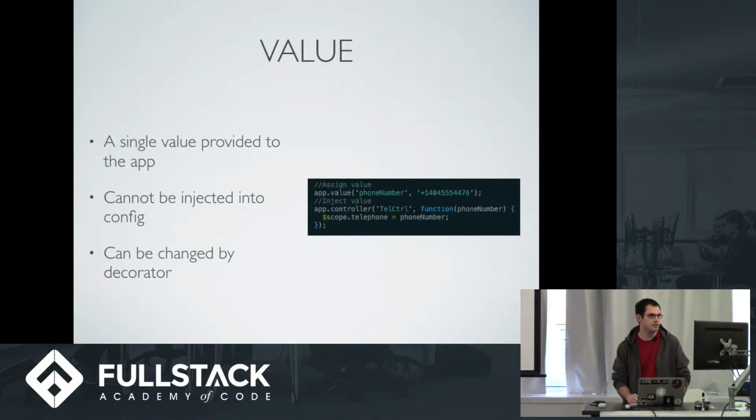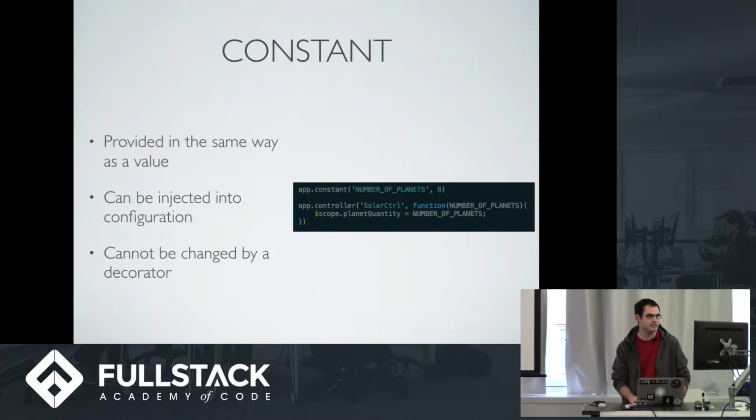So the simplest is the value, which is basically a single value that's provided to the app. You can inject it into controllers or the other services that take injectables, but you cannot put it into config, which I'll go over in a little second. So it's very simple syntax. You just assign the name that you're going to inject when you're using it, and then the actual value.